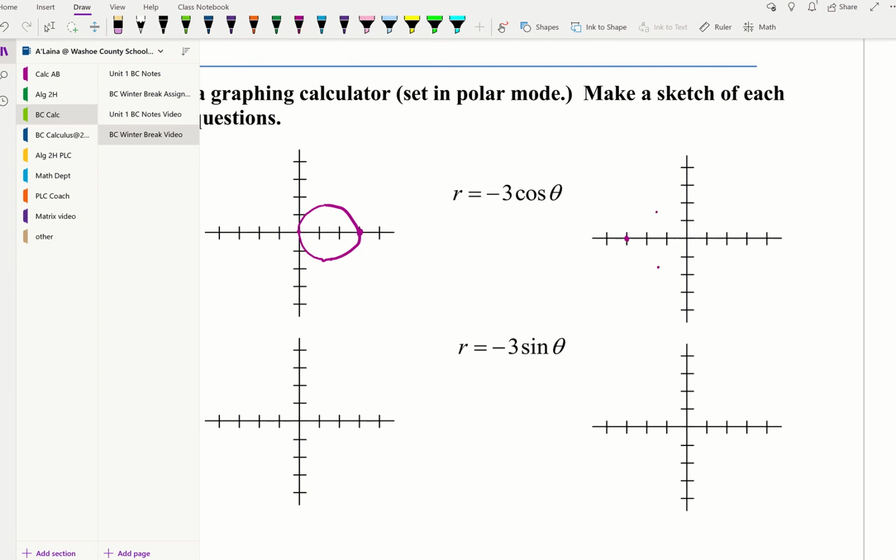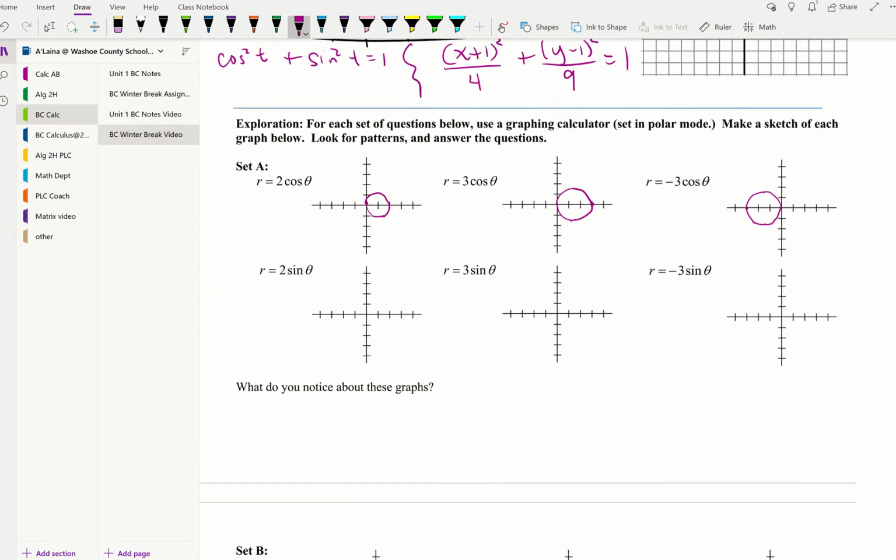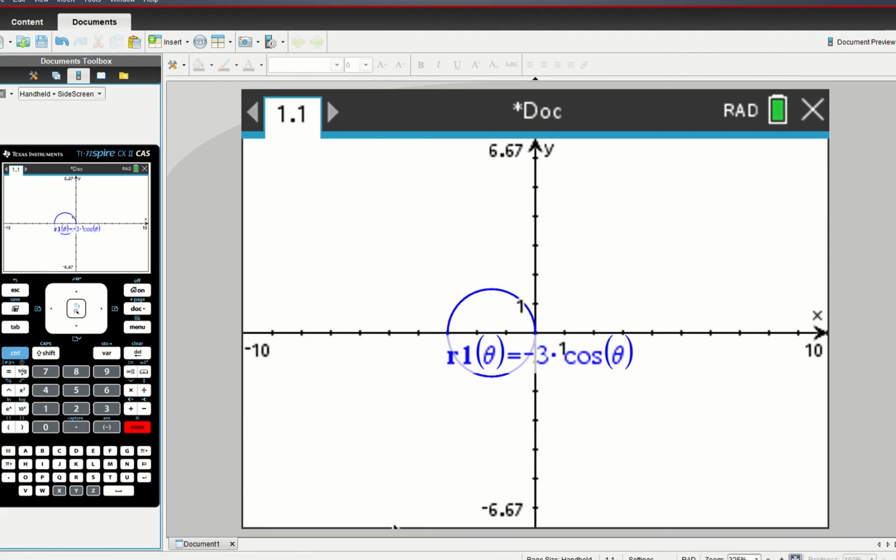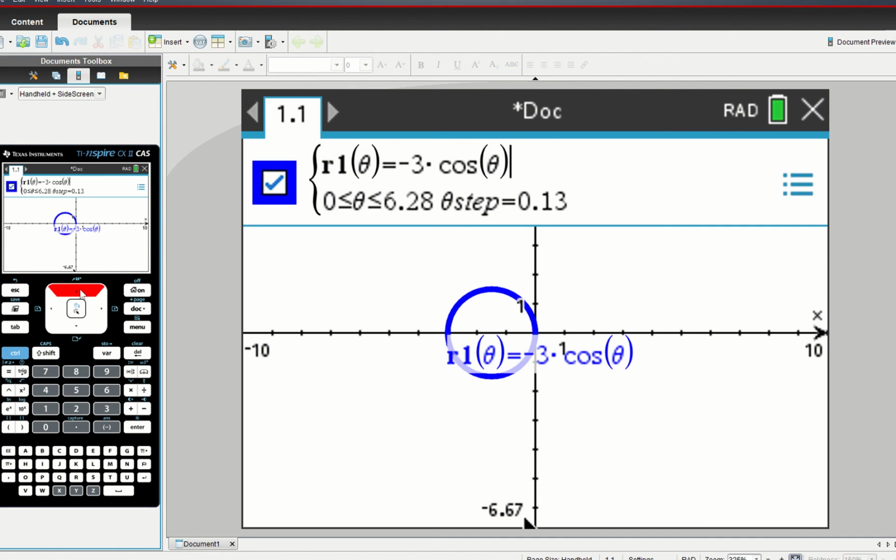That is awesome. That was fantastic. That was the best circle I've ever made. Okay.